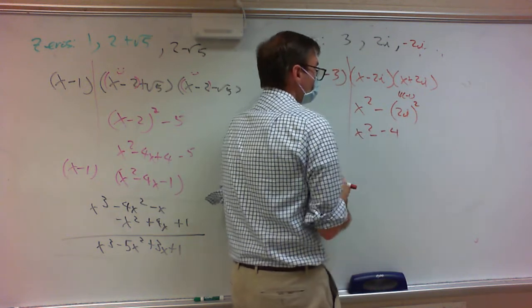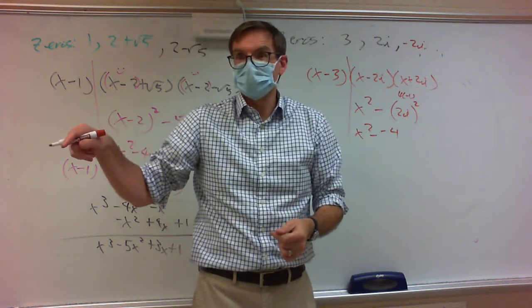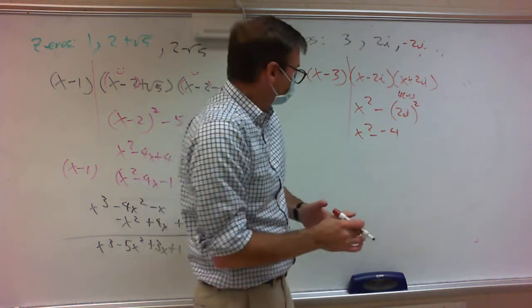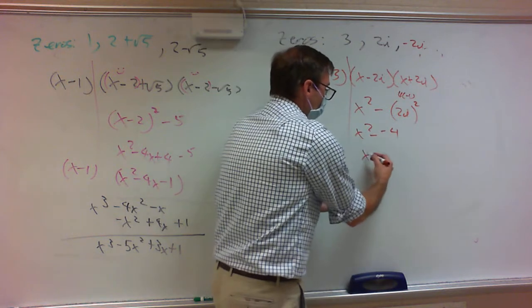Wait, sorry, how come the 2i is squared when before the 5 wasn't squared? Well, it was a square root of 5 squared. Oh, okay. And so this becomes x squared plus 4.